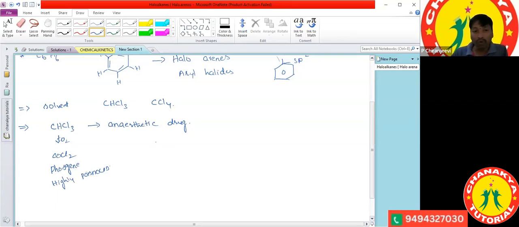In place of chloroform, nowadays they are using halothane as the anesthetic drug. What is the molecular formula of halothane? CF3-CHBrCl. This is the molecular formula of halothane, and nowadays it is used as an anesthetic drug. Chloroform is banned actually. Up to before 2005 they used chloroform as an anesthetic drug.